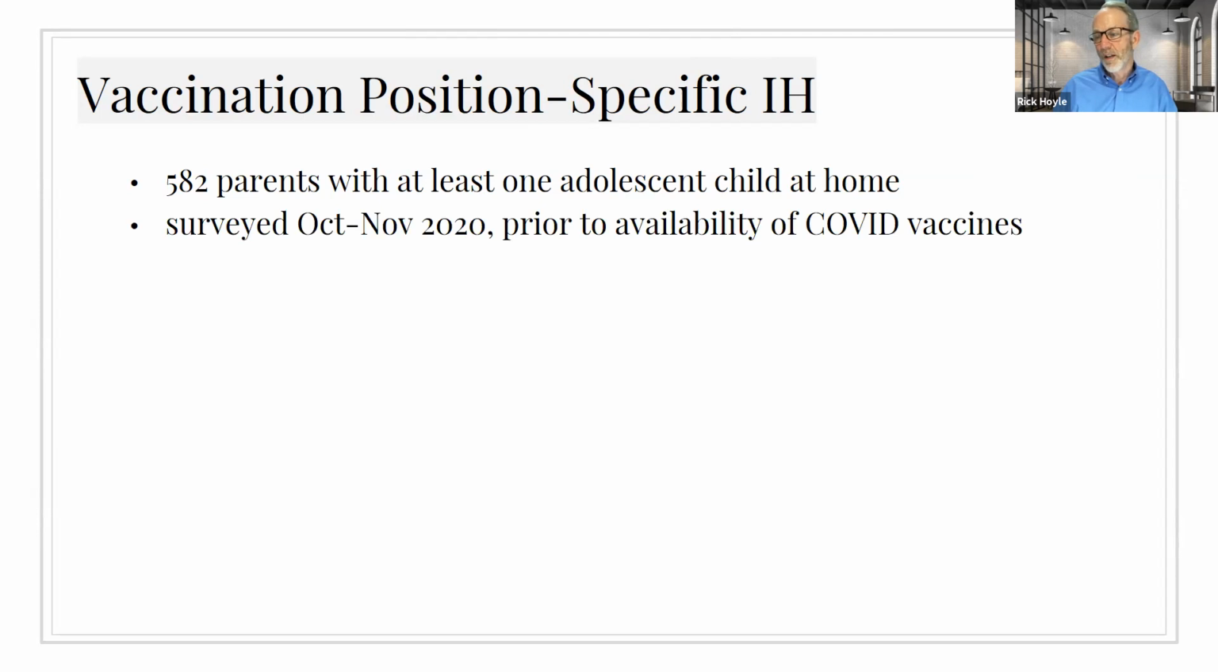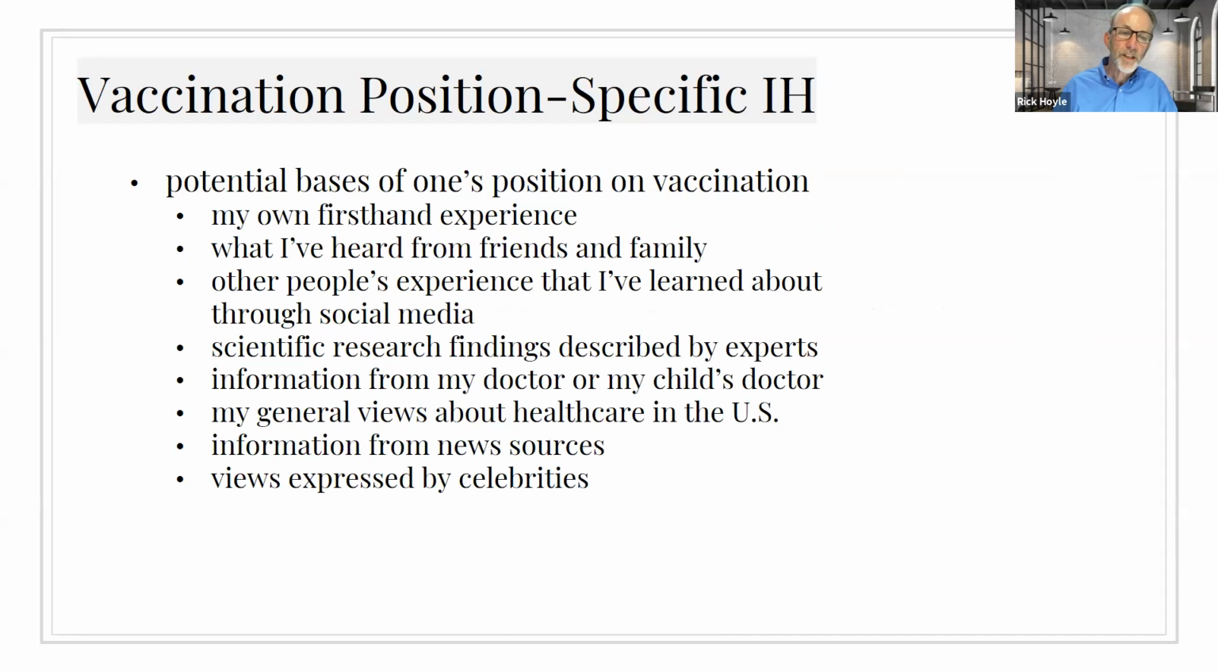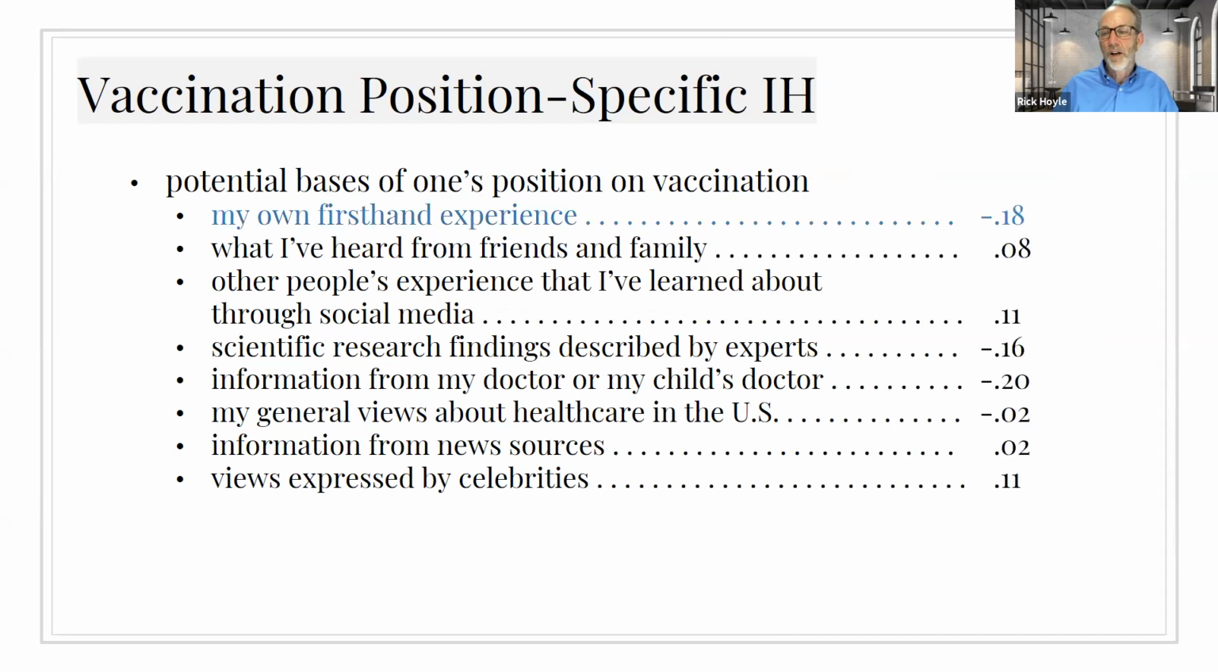We surveyed them last fall, early winter, prior to the availability of vaccines. And in that study, among the many other things, we asked them about dispositional intellectual humility, position-specific for both vaccination and some number of other topics and issues. We asked them about the degree to which they were adhering to mitigation behavior recommendations. We asked particularly about vaccine hesitancy, where they get their information and how much they trust different sources, and then their beliefs about why you should or should not get vaccinated. So we offer them, in terms of bases, a number of possibilities in terms of what they might view as their own basis for their vaccination opinion.